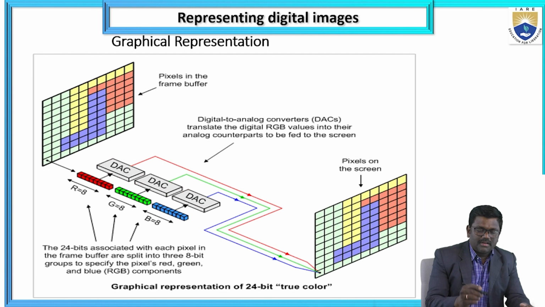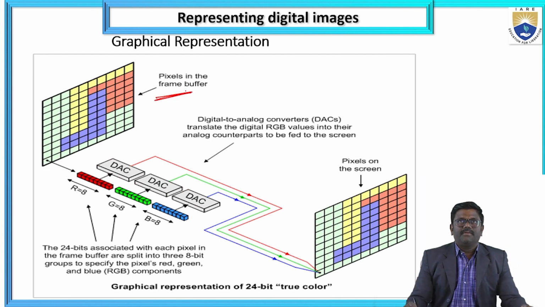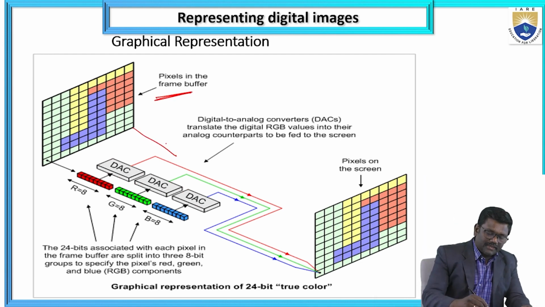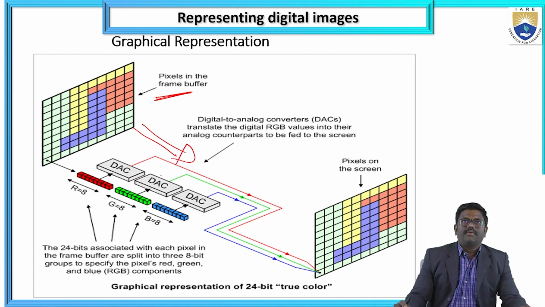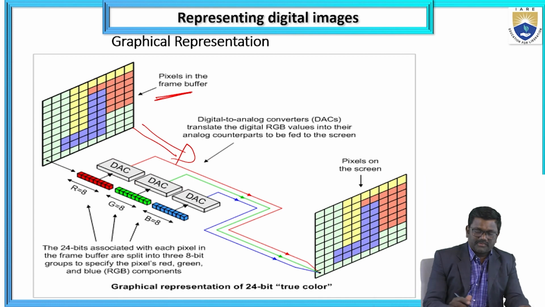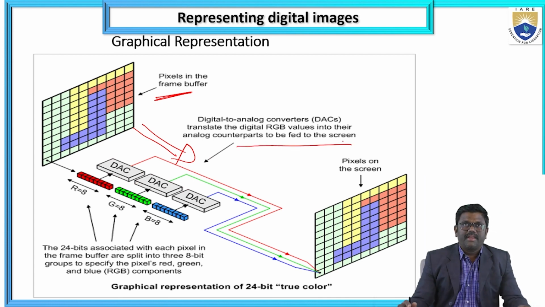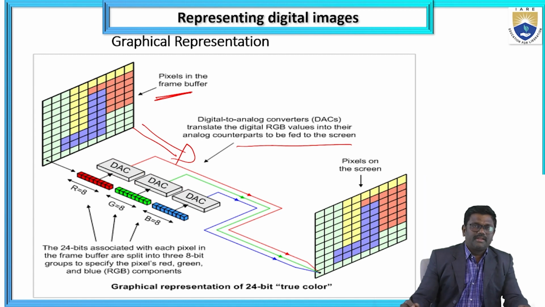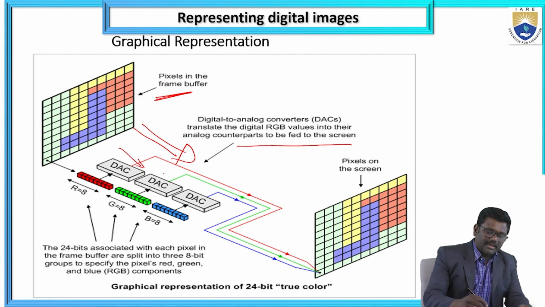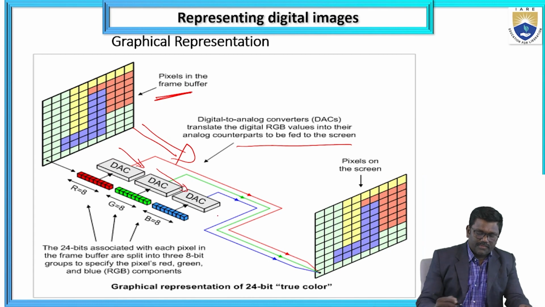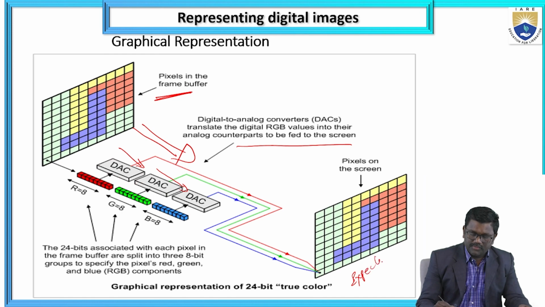Your image is in terms of pixels in the frame buffer, which we pass across digital to analog converters. We have different types of digital to analog converters, but here we concentrate on the analog counterparts to be fed into the screen. DAC is digital to analog converter. With the DAC, you get your required, expected image.